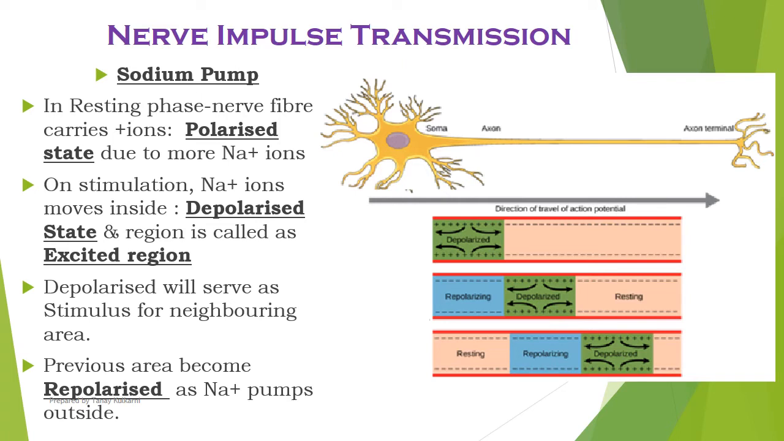Now the last row of this axon. Again the impulse has moved further, so the positively charged ions enter that part and it becomes depolarized. The earlier depolarized part becomes repolarized, and the earlier repolarized part has become polarized or resting part. I will request you to pause this presentation, go through your textbook, and again come back to this presentation, revise it, repeat it. If you still have any doubt, feel free to call me.